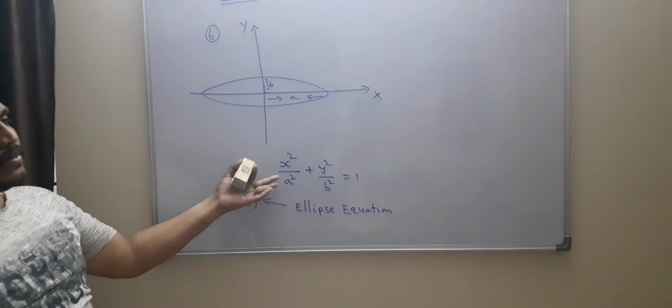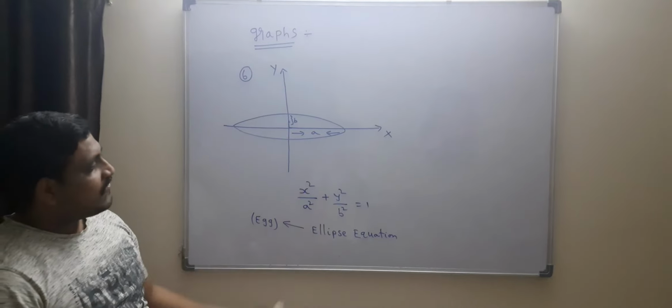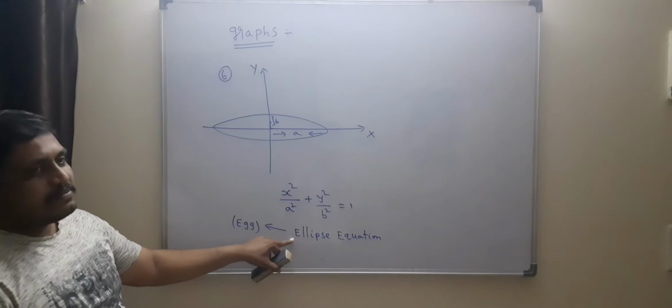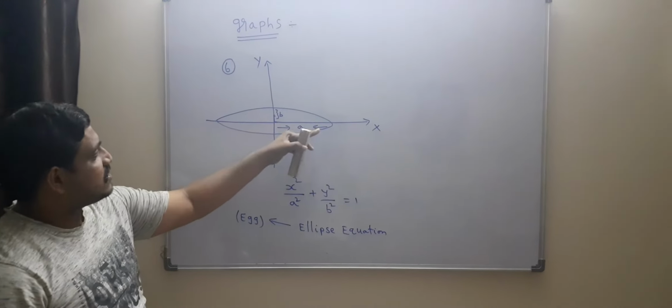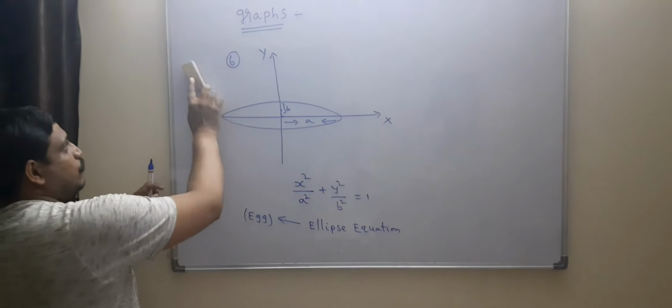x square by a square plus y square by b square equal to 1. Finally, we get the ellipse equation. This is the shape of an ellipse. An ellipse is nothing but the egg shape or oval shape.